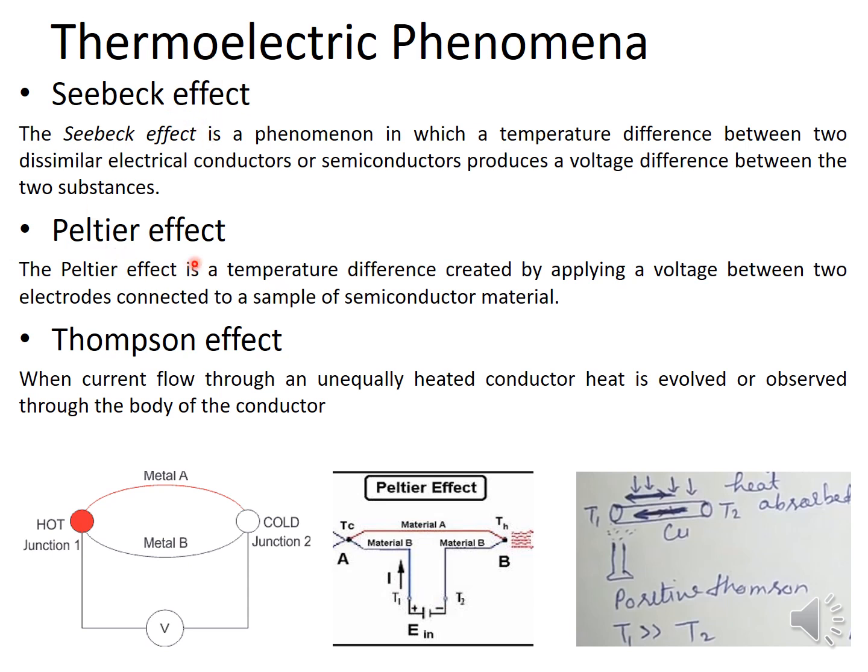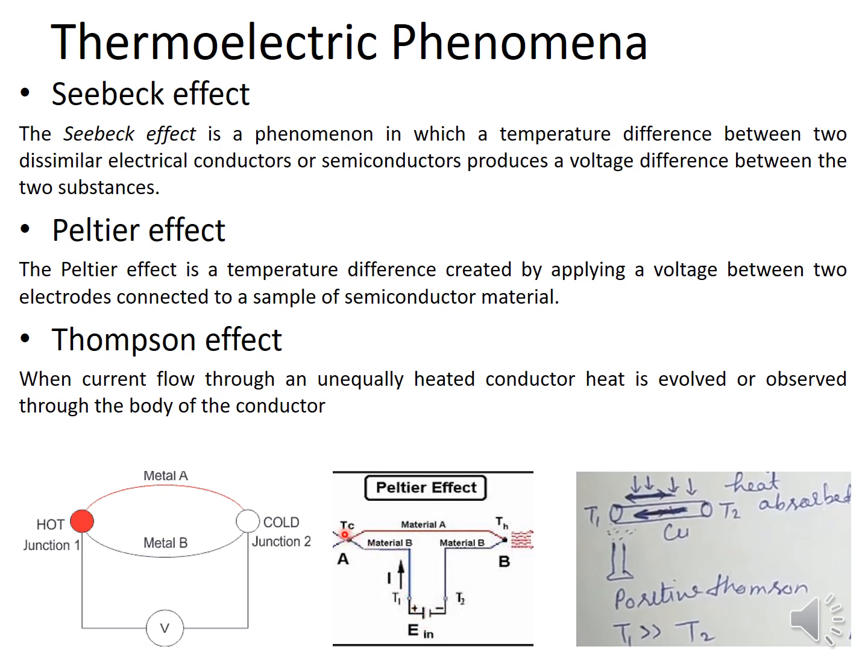Now come to the Peltier effect. The Peltier effect is a temperature difference created by applying a voltage between two electrodes connected to a sample of semiconductor material. The Peltier effect is just the reverse of the Seebeck effect. It says that whenever two dissimilar materials are joined together and form two junctions, here junction A and junction B, and one of the metals is cut and an electric potential is applied, this potential is a DC voltage, so the current starts to flow through these metals.